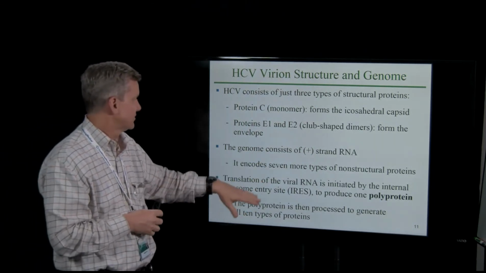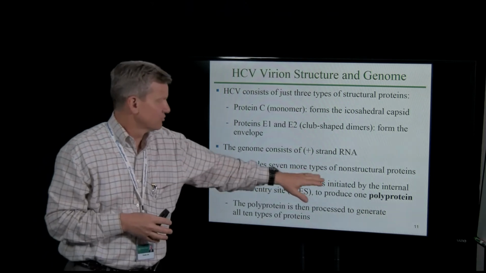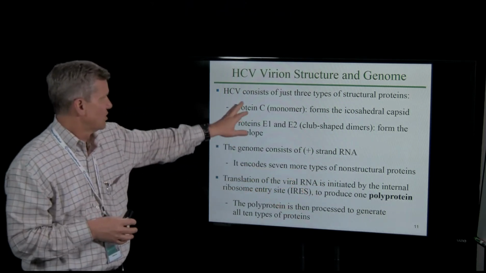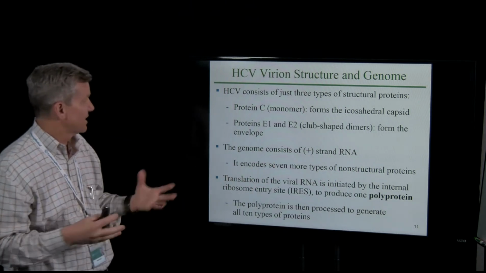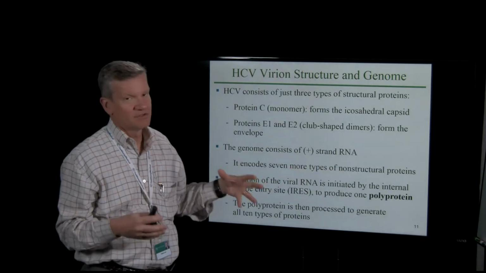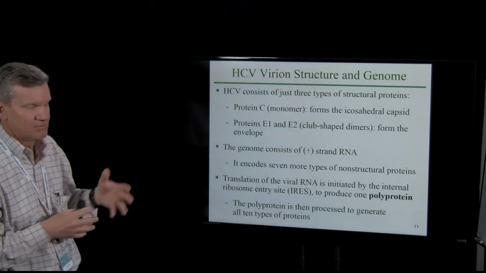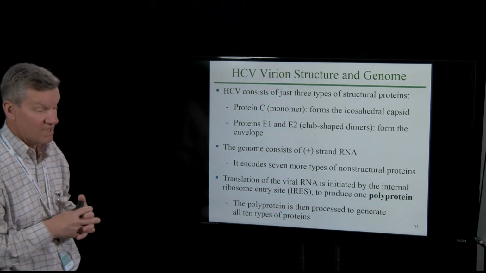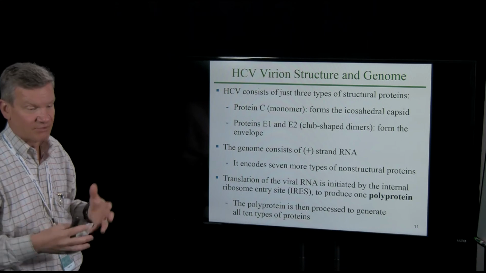Once again, it's positive sense RNA. It also has non-structural proteins. So 3 plus 7 is 10. It really has very few proteins, and these non-structural proteins turn out to be critical for antiviral drugs because a couple of them are proteases, and we can target proteases with chemical compounds, small molecules.